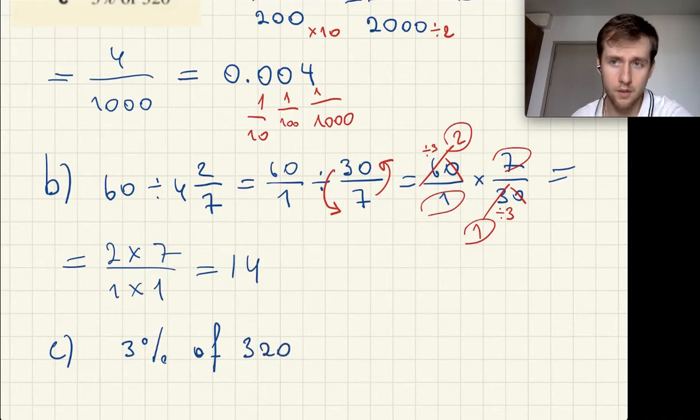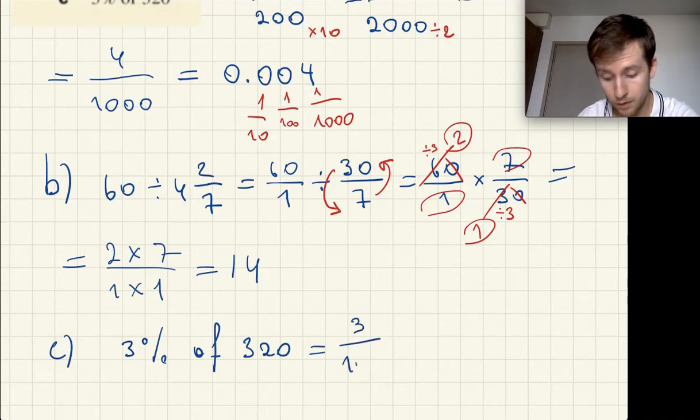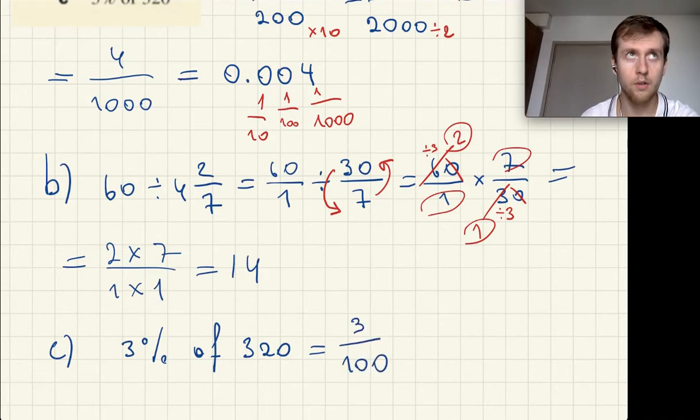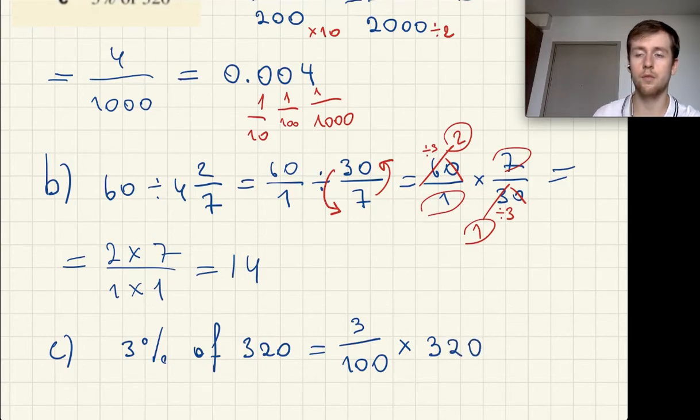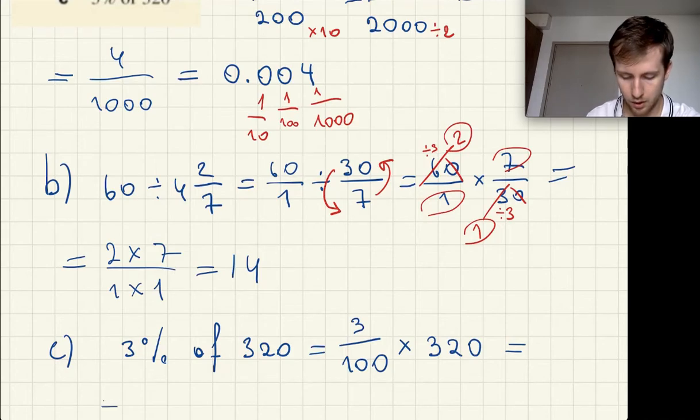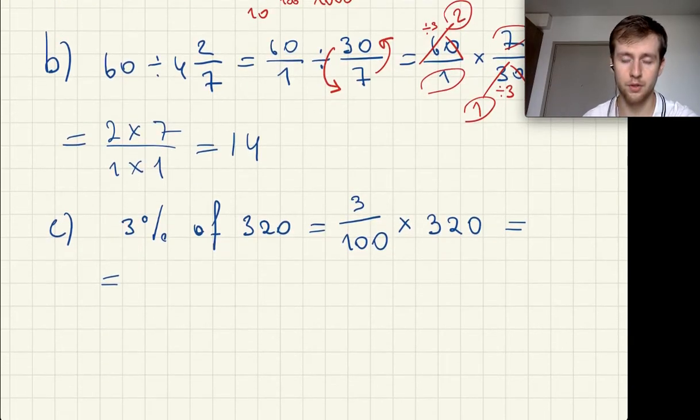So 3% is the same as the fraction 3 over 100. When it comes to the world of fractions, of always means multiplication. So 3 over 100 times 320. So what we can do here is choose what we do first. We can either multiply by 3 first, or we can divide by 100. I think multiplying by 3 is actually fine.